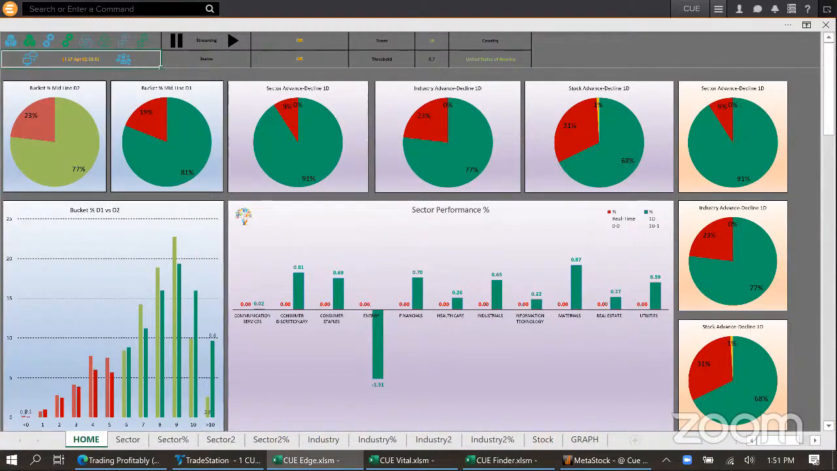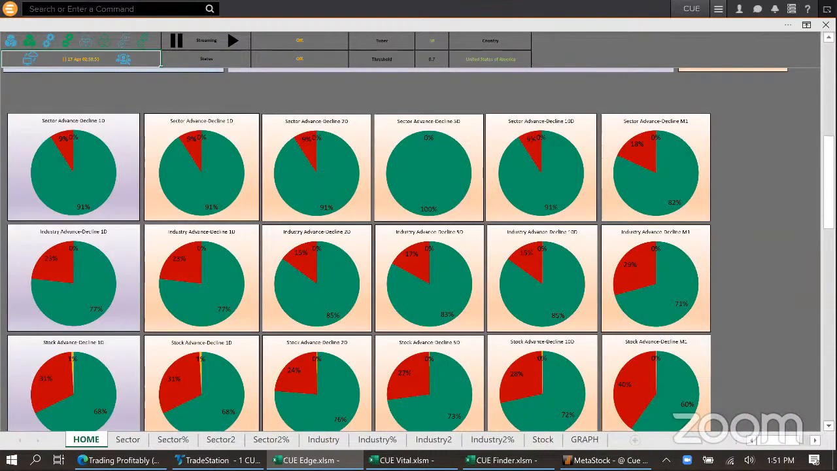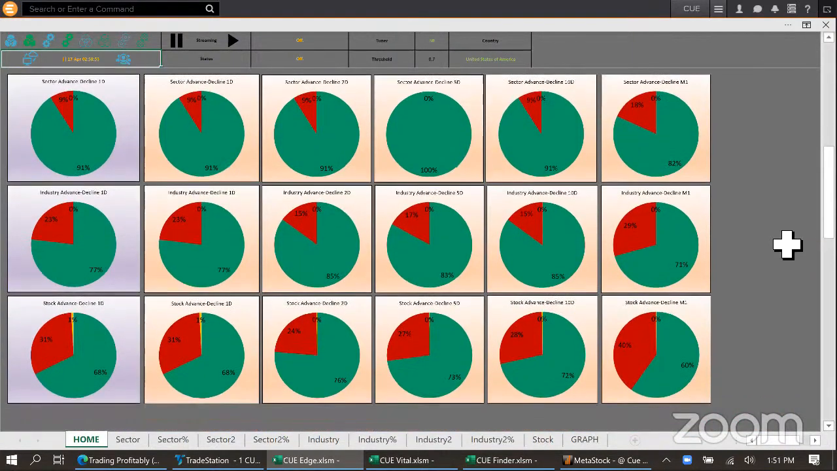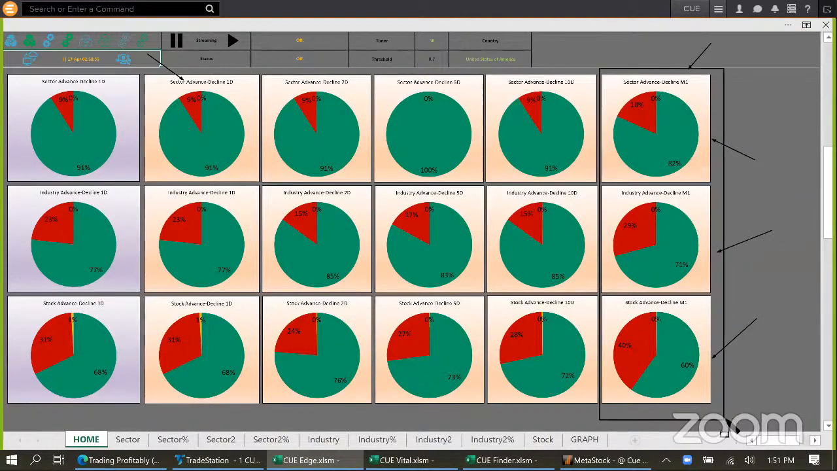Now let's look at sector, industry, stock, advanced decline using this very useful multi-period analysis. 1 month to 1 day, sector advanced decline, industry advanced decline, and stock advanced decline. The 1 month period had been bullish almost forever. For only 1 or 2 days, it turned bearish in the middle and then immediately went back to being bullish. And all the other periods are also bullish now.